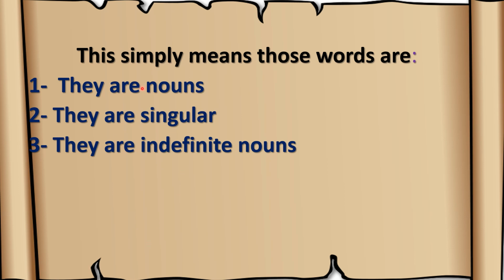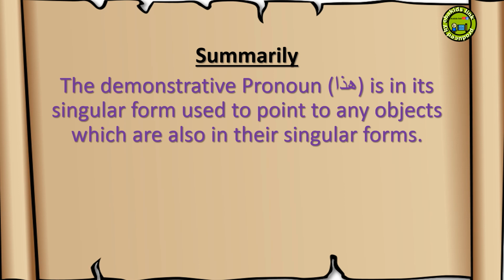This simply means those words are: 1. They are nouns. 2. They are singular. 3. They are indefinite nouns. Summarily, the demonstrative pronoun هذا is in its singular form, used to point to any objects which are also in their singular forms.